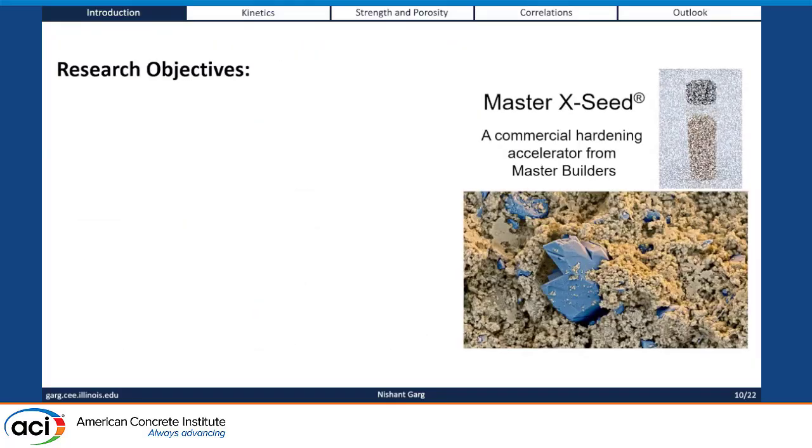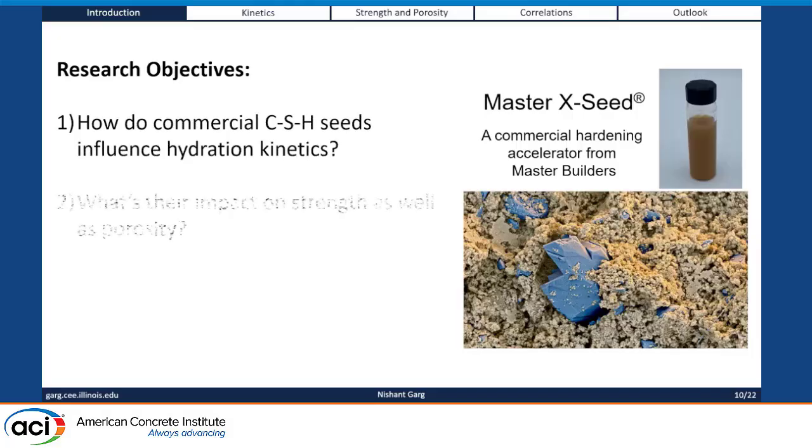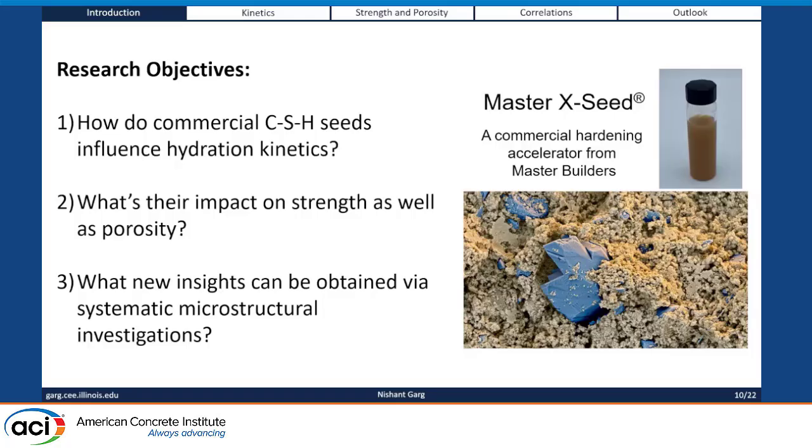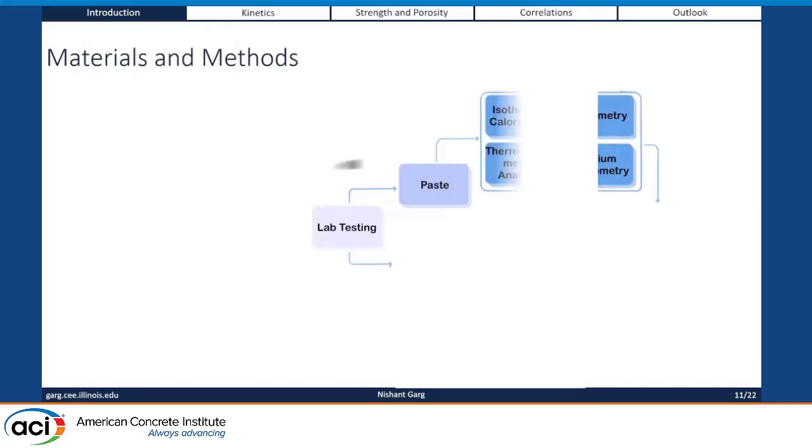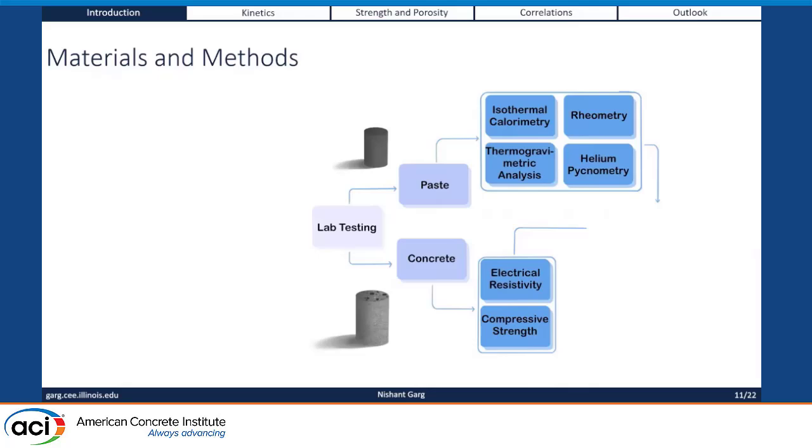All right, so the research objective here is we want to take a commercial product, which is a Master X seed product, and see how it can influence hydration kinetics, what its impact is on strength and porosity, and what new insights can be obtained. The goal here was essentially that the Illinois Department of Transportation wanted to open their highways and bridges early to traffic, and they wanted to see if the early strength can be enhanced, and we said, let's try these seeds. So we did a bunch of lab testing at the paste and the concrete scale.